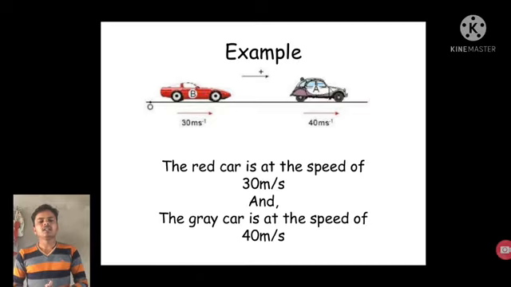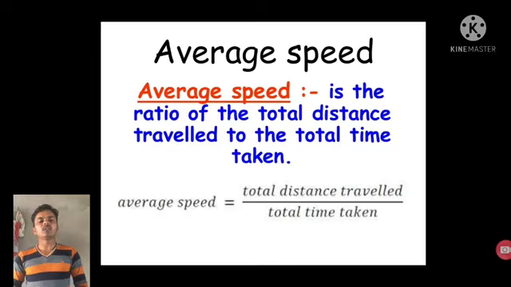Example: here are two cars, a red car and a grey car. The red car is at a speed of 30 meter per second, while the grey car is at a speed of 40 meter per second. Now we will discuss average speed. Average speed is the ratio of total distance traveled to total time.